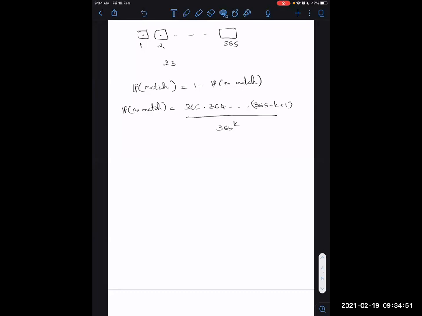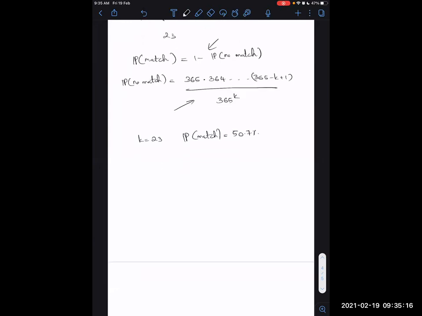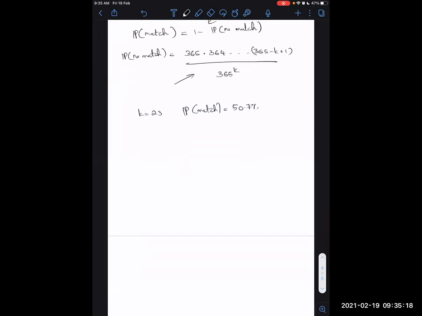So this is the probability of no match, and what we need to estimate is 1 minus this. If you plug in k equal to 23 with this formula, you'll get a probability of a match of 50 point something percent. And this is pretty counterintuitive.